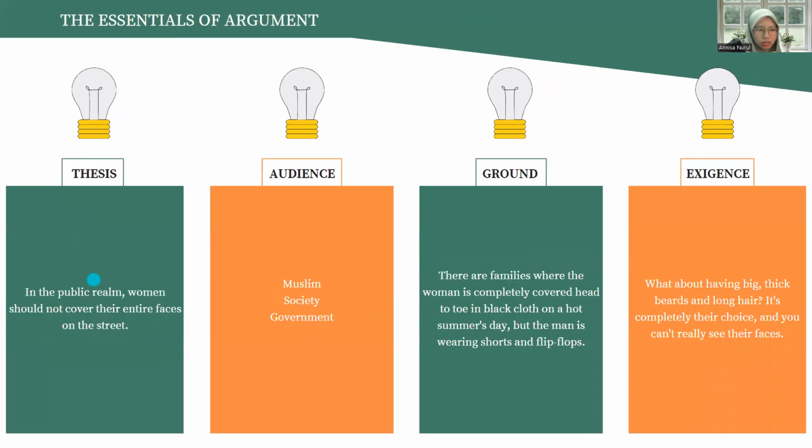Next, the last one. In the public realm, women should not cover their entire faces on the street, for the thesis, and the audience is Muslims, society, and government. And the grounds here is there are families where the woman completely covers her head in black clothes on hot summer days, but the man is wearing shorts and flip-flops. And the question here is, what about having a big, thick beard and long hair? It is completely their choice, and you can't really see their faces, and that's their right.